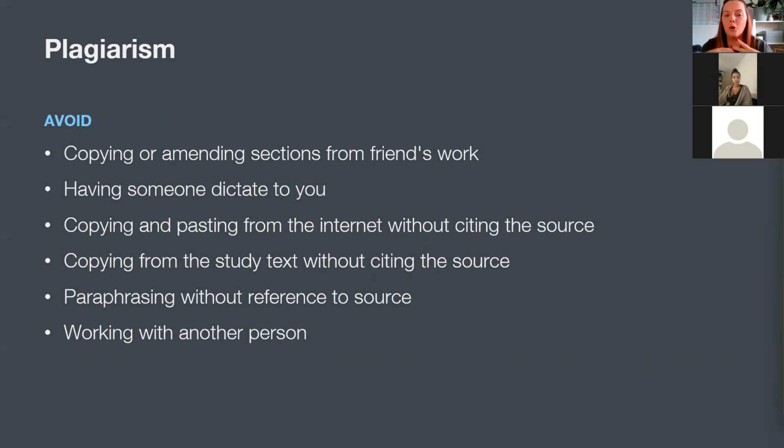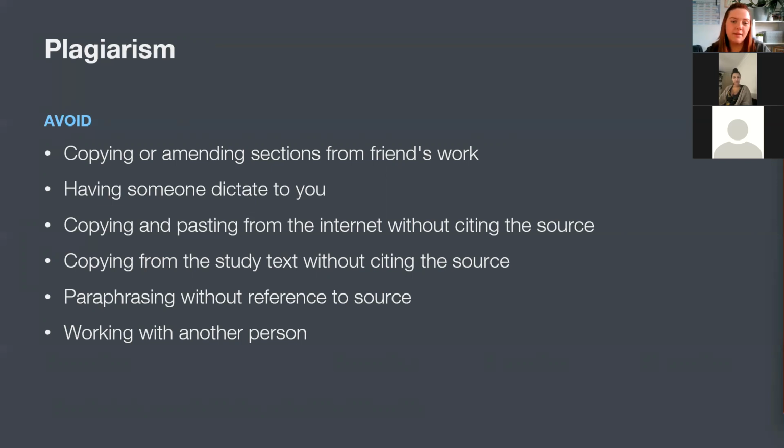However, don't talk about your assignment questions together. Don't talk about your answers. The questions that you have are yours, and you shouldn't discuss those with anybody. We can't even discuss them. Having someone dictate to you, telling you what you're going to be typing. So again, it's the sharing of work that they don't want you to be doing.